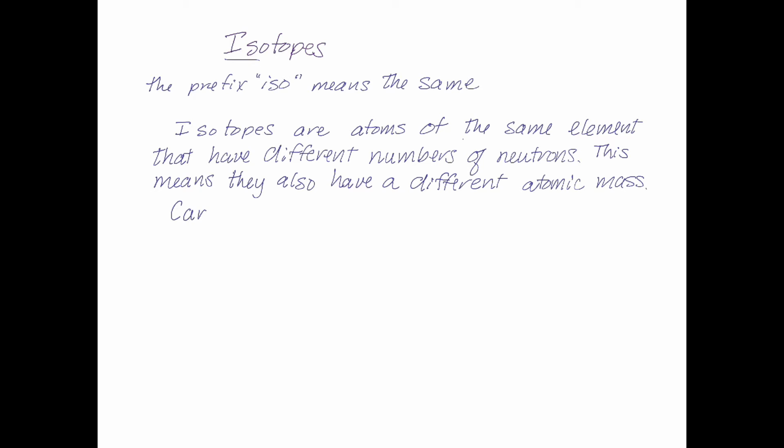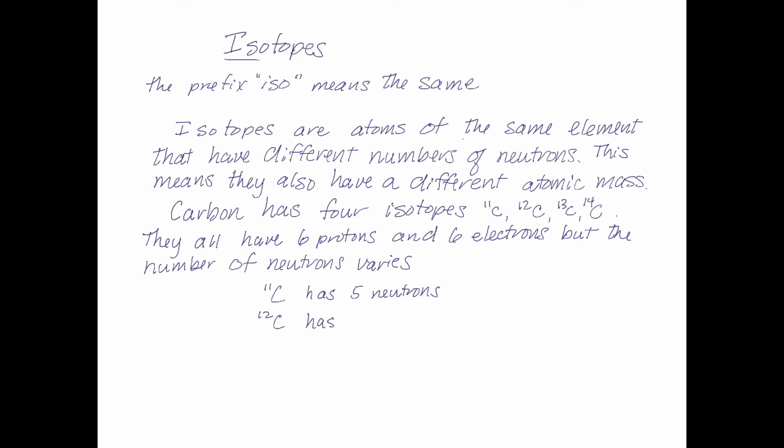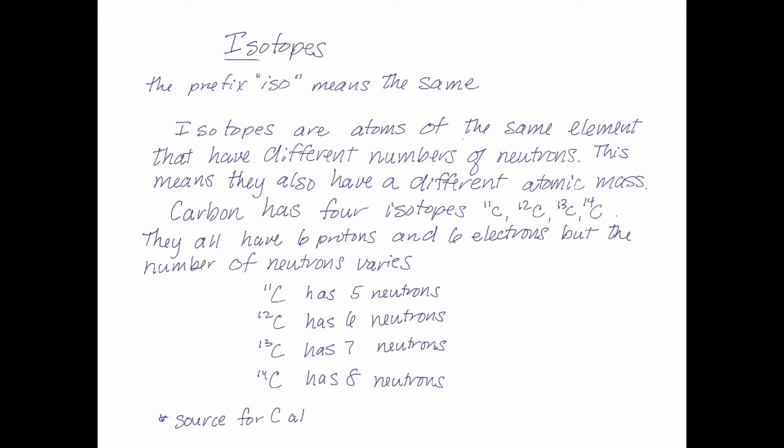So carbon has 4 isotopes, not all naturally occurring. We've got 11, 12, 13, and 14 carbon. They all have 6 protons and 6 electrons, but the number of neutrons is different. Carbon 11 has 5, carbon 12 has 6, carbon 13 has 7, and carbon 14 has 8. And the source for this was Wikipedia.